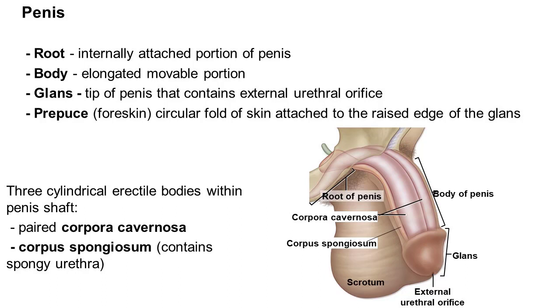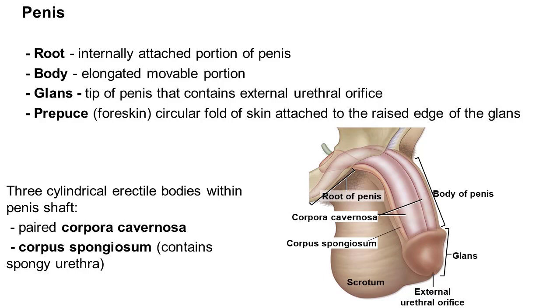And then the tip of the penis is glans, and yes, there is no D. So glans penis, that's going to be the head of the penis. And then there's the foreskin, and this is technically called the prepuce. In this particular slide, you don't see the prepuce here. There's no foreskin in this illustration.